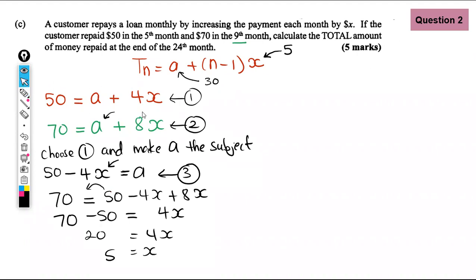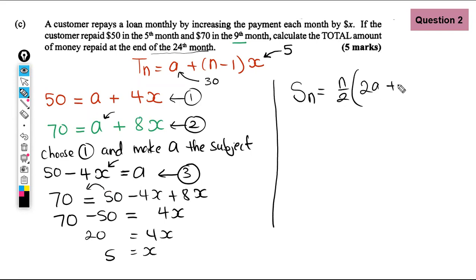Now we want to find how much the person paid at the end of the 24th month. In total, they want to know how much money they paid in total. So that's a sum question. Sn is equal to n over 2, 2a plus n minus 1 multiplied by d, but we know d is being represented with the letter x.